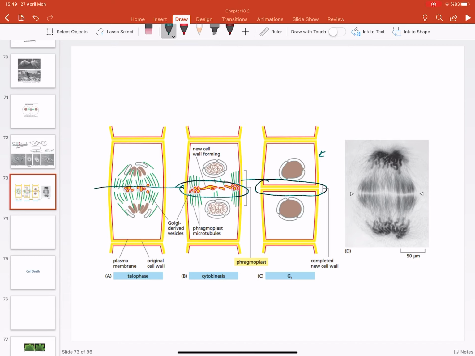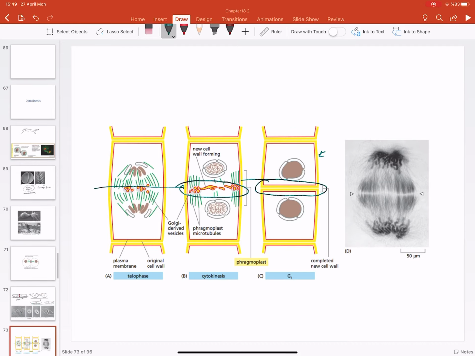Okay, here we finished the cell cycle. I really hope I didn't forget something.